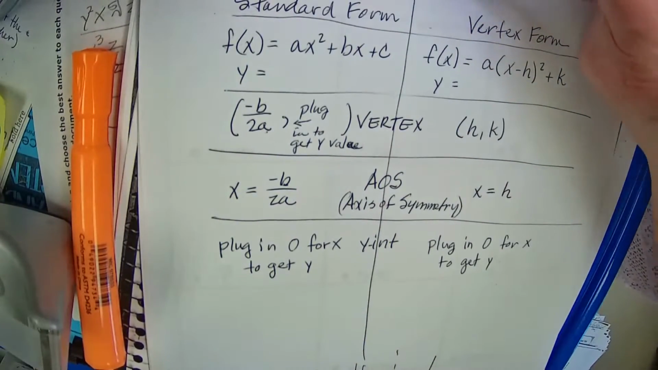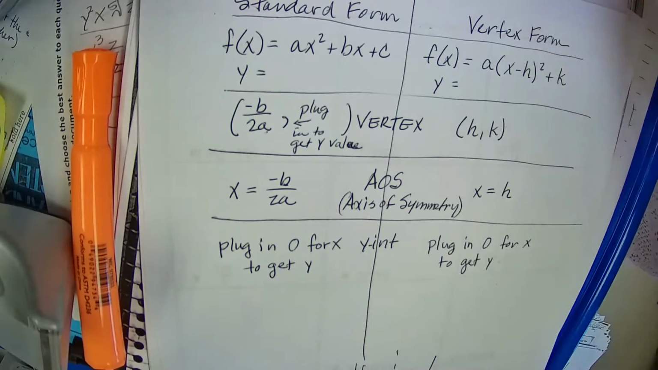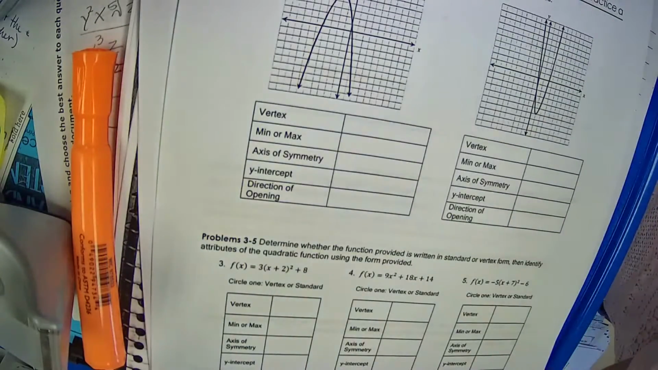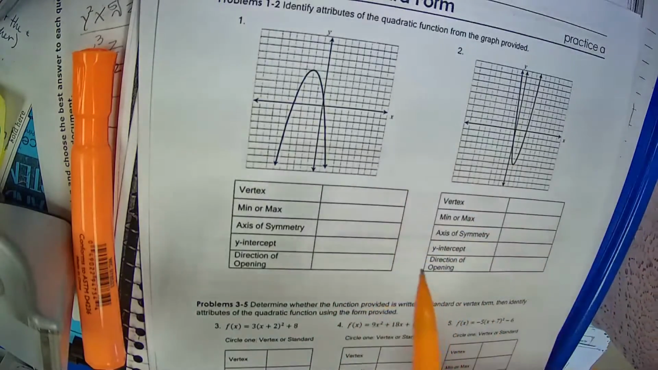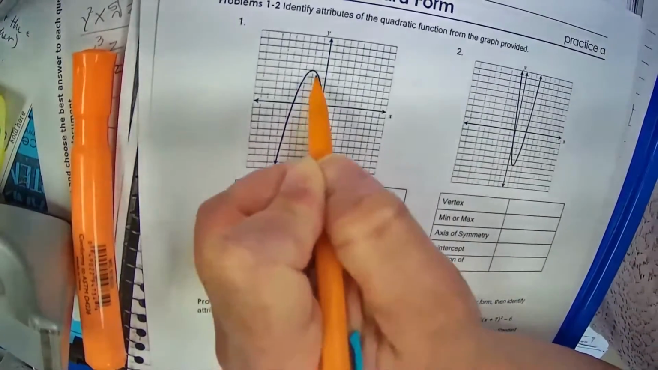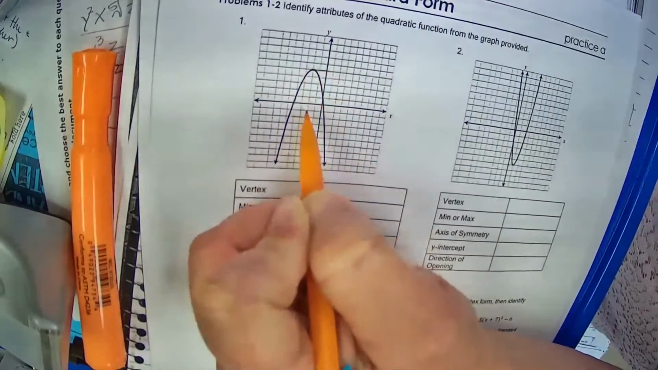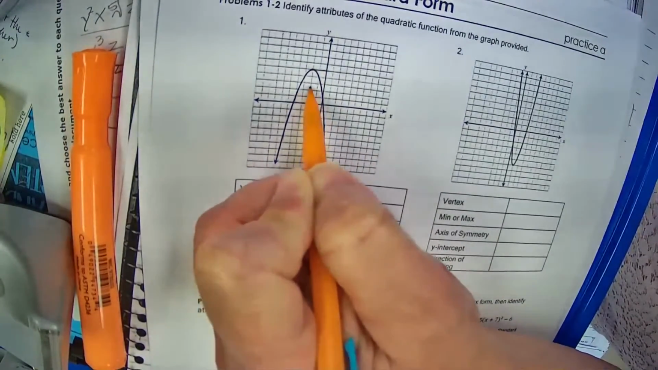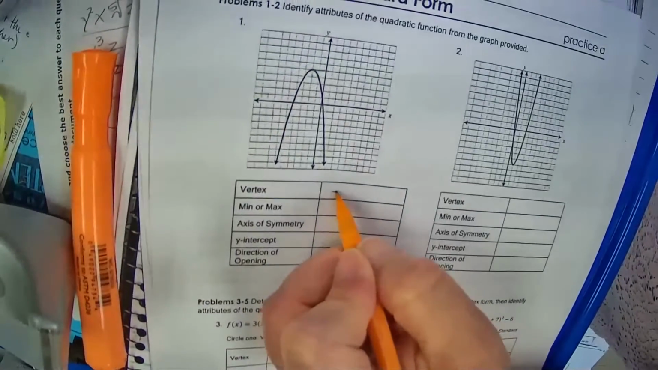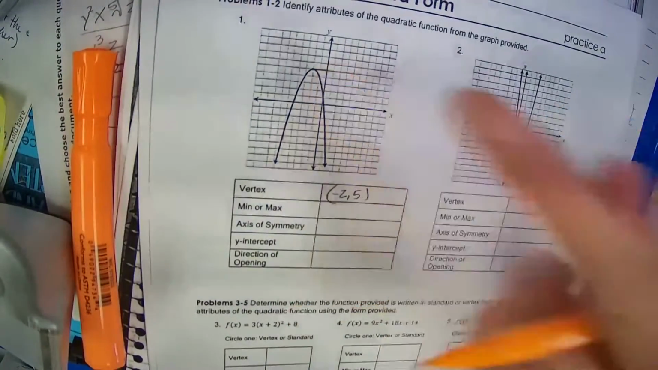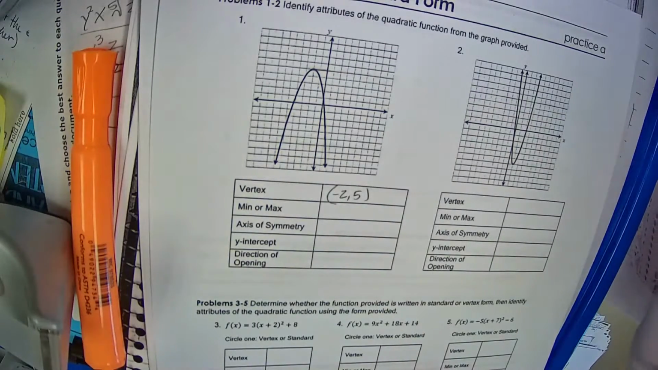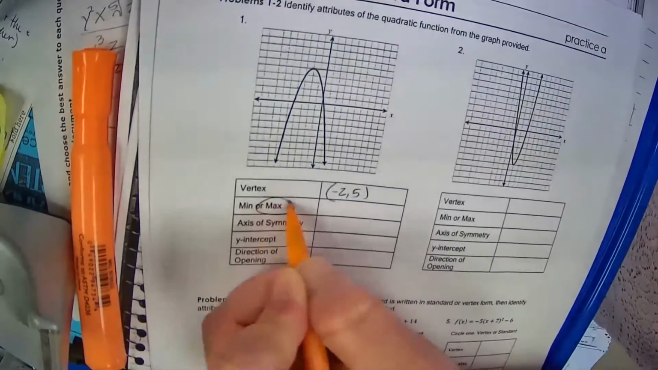All right, so let's look at this worksheet now. We said to do the evens. So right here, it's nice when they give us the graph because we can easily find the vertex. Negative 2 and 1, 2, 3, 4, 5. Is that vertex a maximum or a minimum? It's a maximum. It's at the top of the hill.